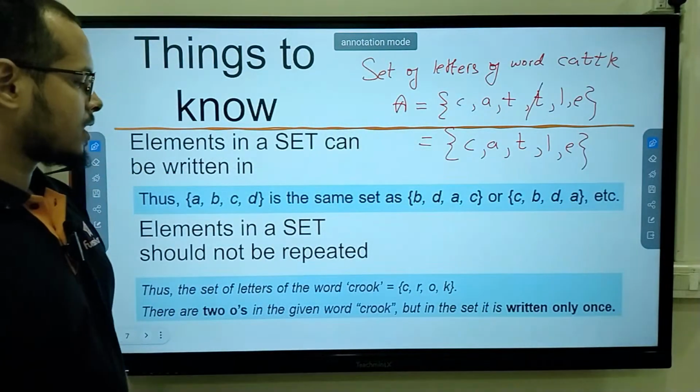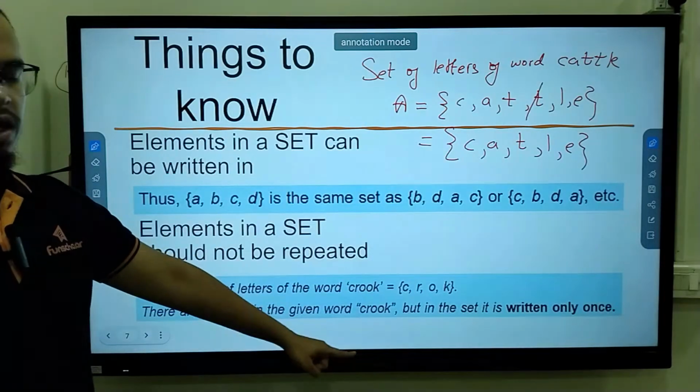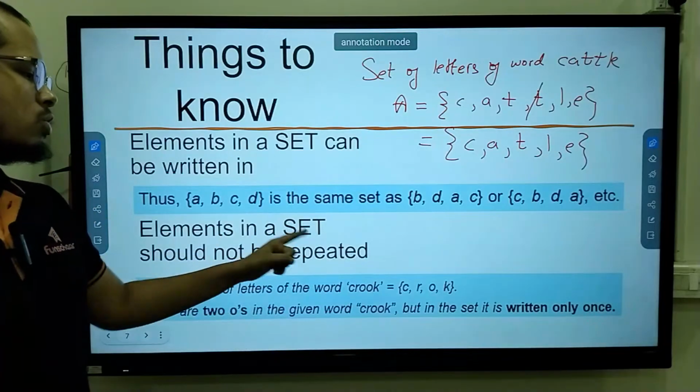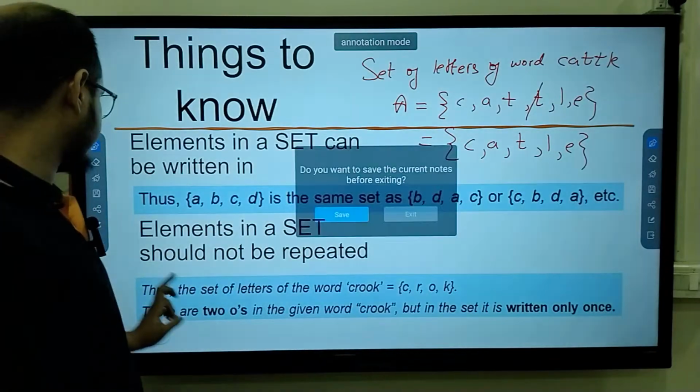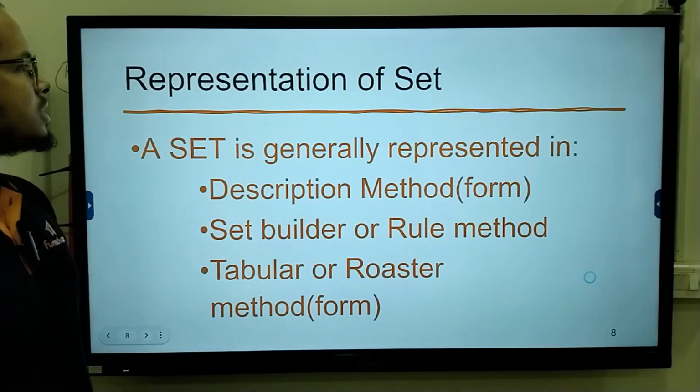Similarly, see the example written here, crook. See R, double O, but we are not going to write that O twice. We're going to write that O once. Next. Now, representation of set.